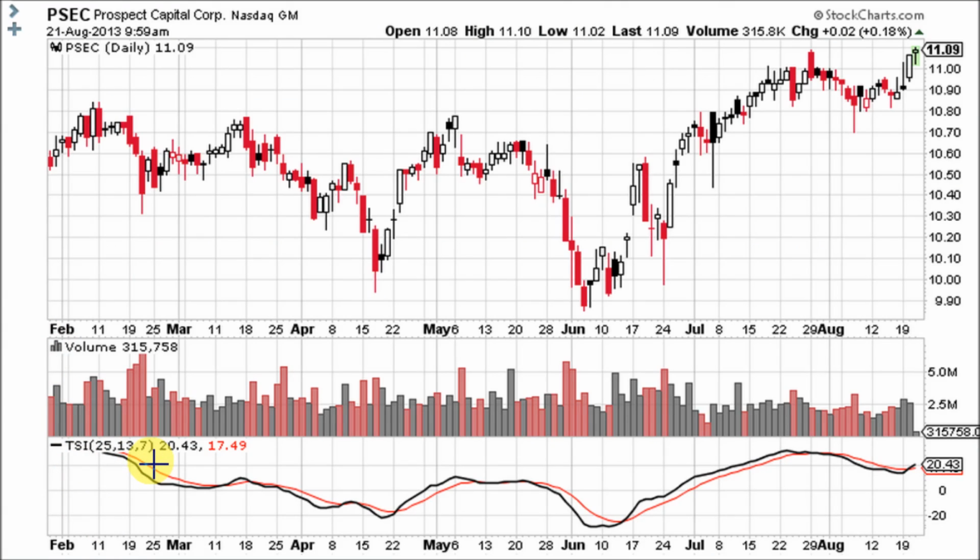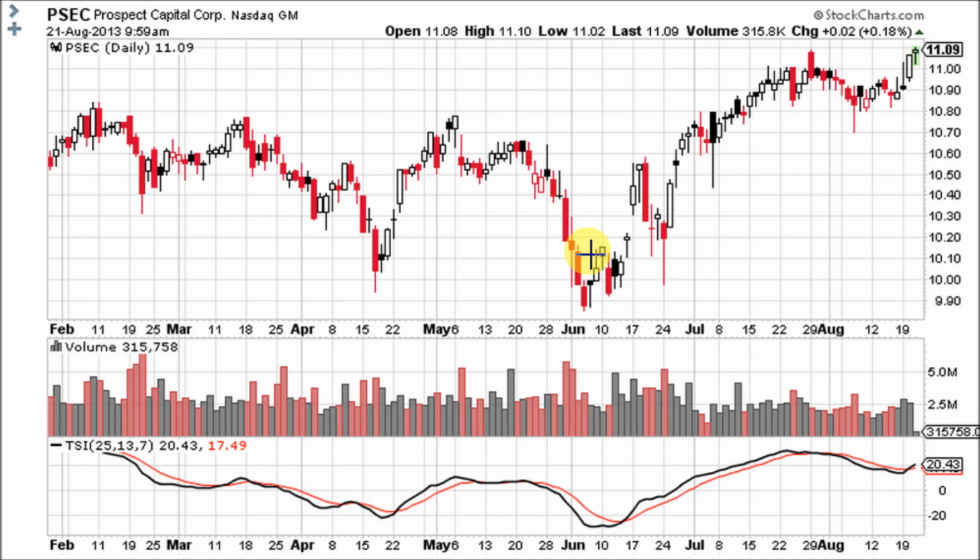Okay. TSI captures the ebb and flow of price action with a steadier line that filters out much of the noise of other indicators. Prices are generally rising when TSI is positive or above the zero line, and prices are generally falling when TSI is negative or below the zero line.